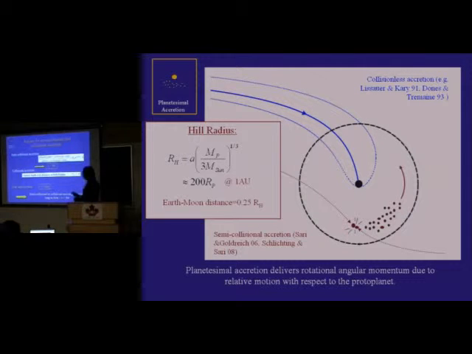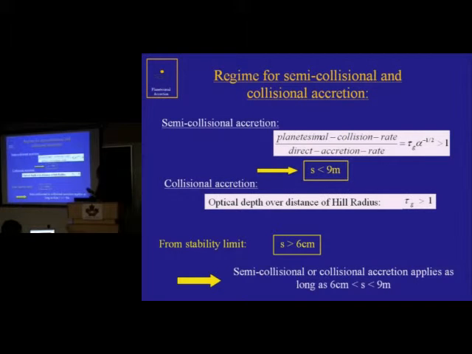And so you can calculate when this regime will apply. If you compare the collision rate of two planetesimals within the Hill sphere of the protoplanet to that of direct collisions, you find that the semi-collisional accretion will dominate as long as the planetesimals are less than around 10 meters in size. So if planetesimals are sufficiently small, this would be the dominant way of growing.